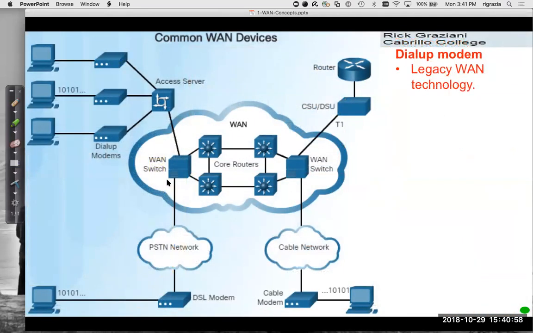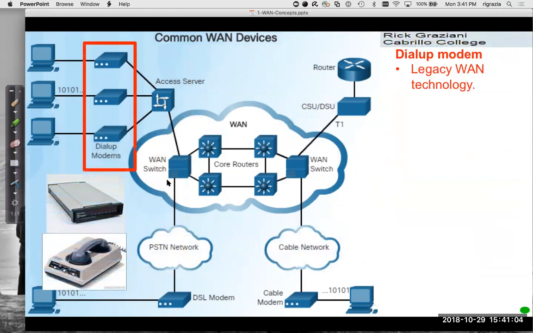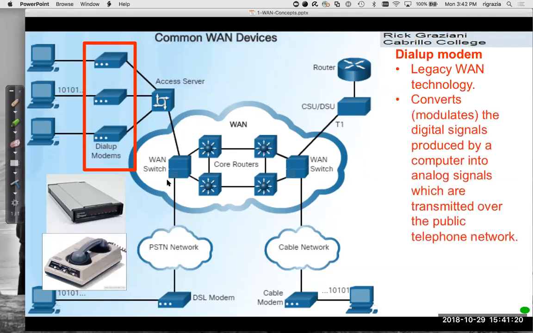Okay, some common WAN devices. Let's start with some legacy stuff, the dial-up modems. There we have an old coupler modem on the bottom, and it looks like a Hayes modem on top. But this was definitely older technology. What modems did was they modulate the digital signal coming from the computers to an analog signal to go over the public switched telephone network. They would also demodulate the signal coming back.